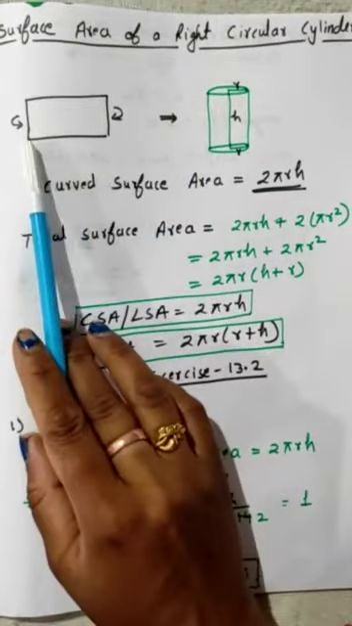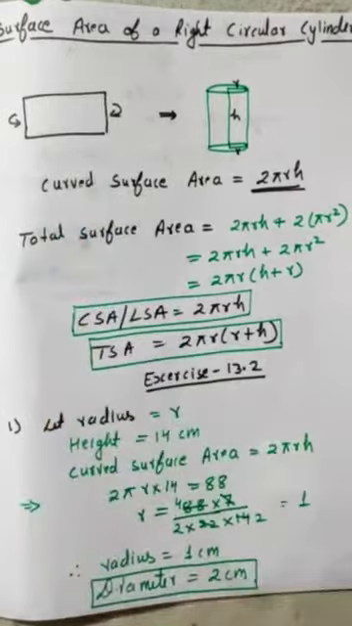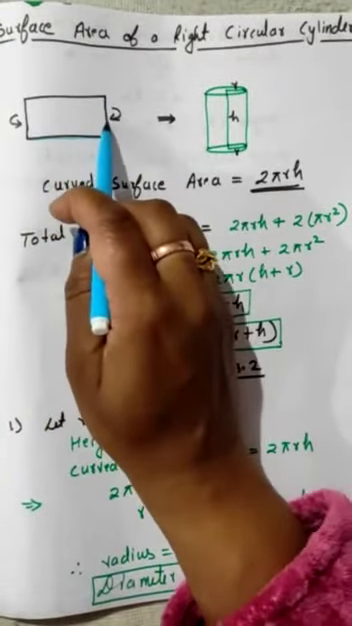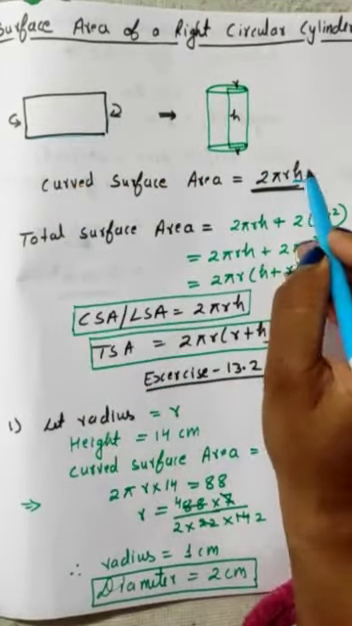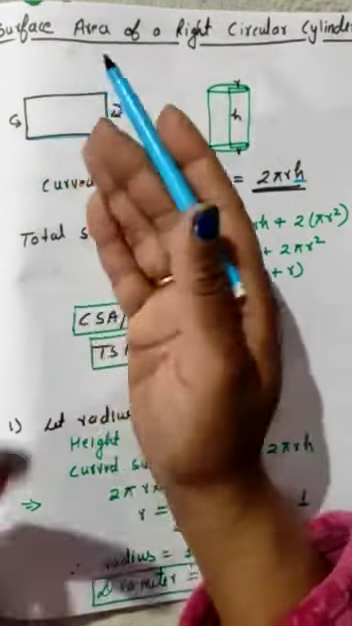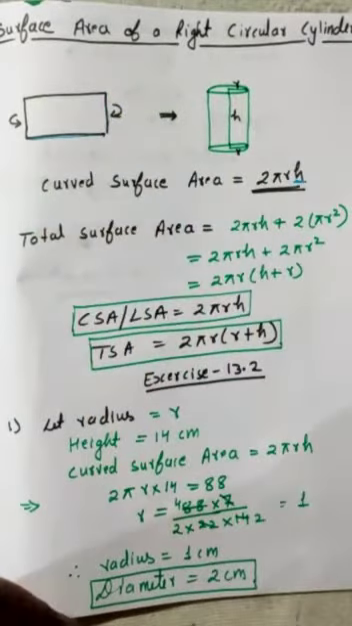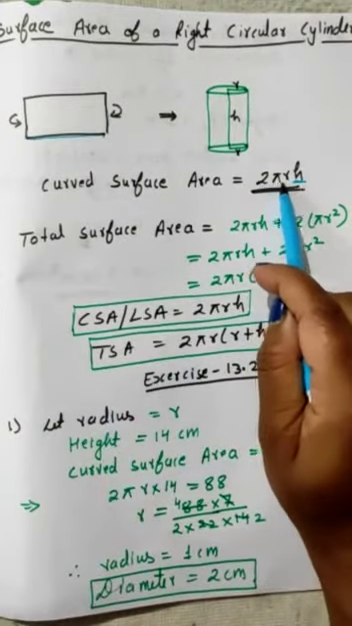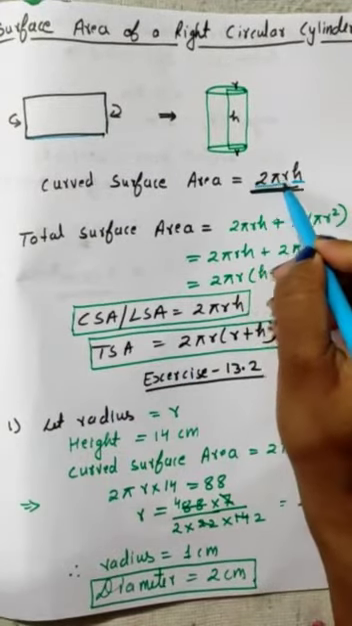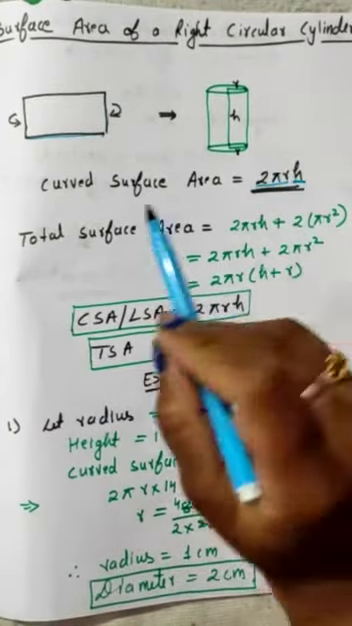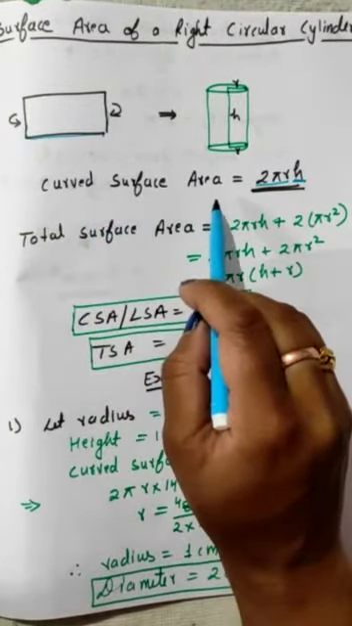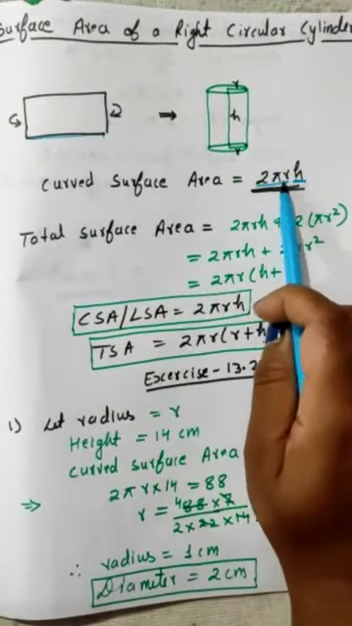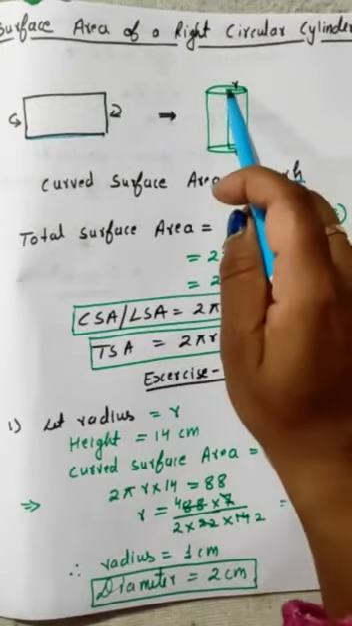So what is the area of a rectangle? Length into breadth. So this complete is the length and this is the breadth, which will be h. Since this is the length, when you are rotating it, it is making a circle, and what is the circumference of a circle? 2 pi r. So 2 pi r is the length and h is the breadth, so this is the curved surface area. Okay, so you can learn the formula that the curved surface area of a circular cylinder is 2 pi r h, where r is the radius of the circle.